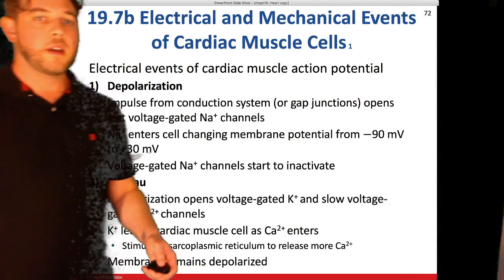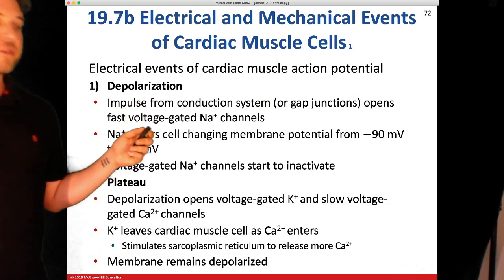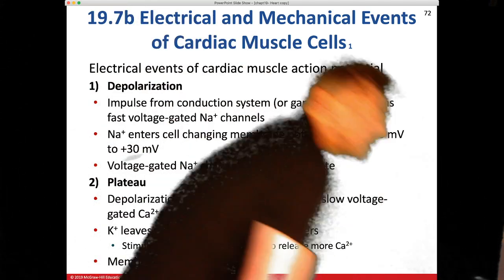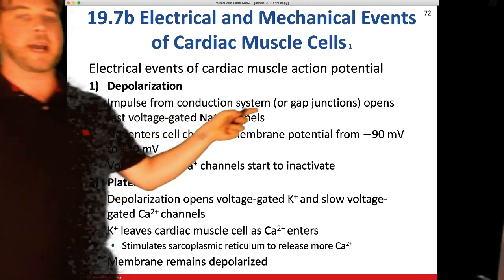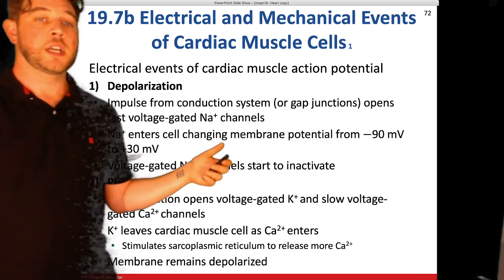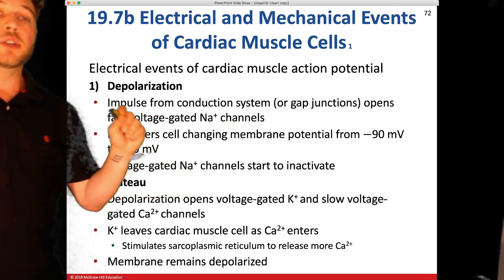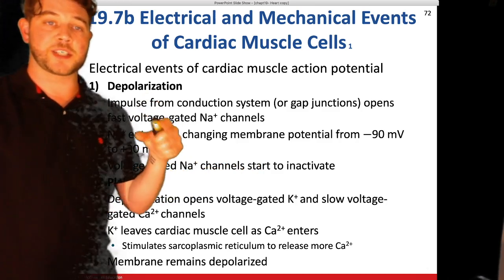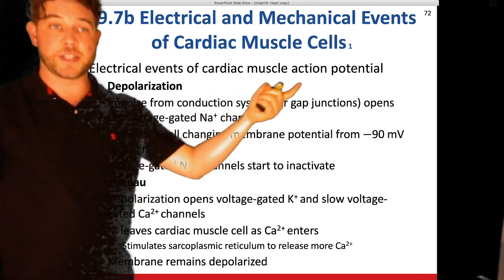Still standing. All right, your depolarization, your impulse from the conduction system or the gap junctions opens fast-gated sodium channels, sodium enters, and changes the cell membrane potential from -90 to +30. So we are no longer talking about the nodal cells. We're no longer talking about the conduction system of the heart itself. We're talking about the cardiac muscle cells.